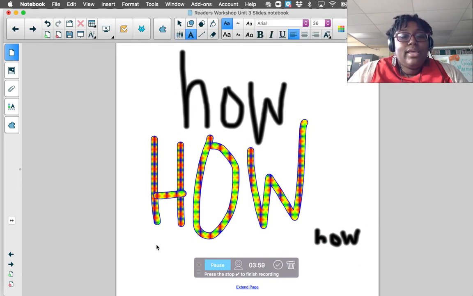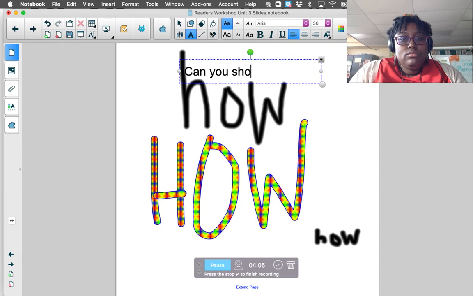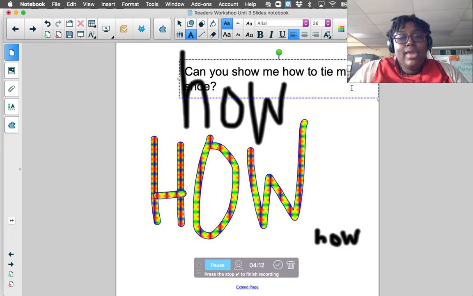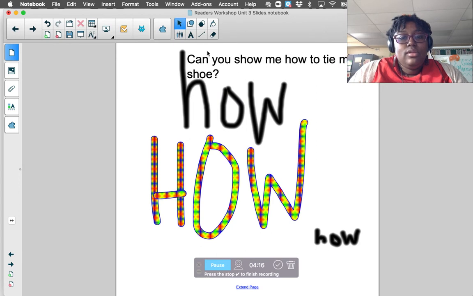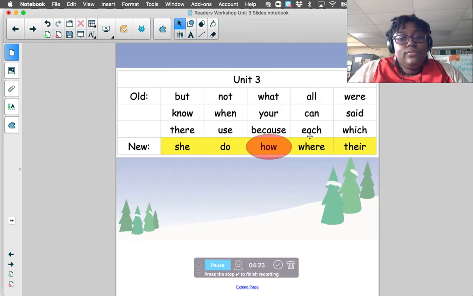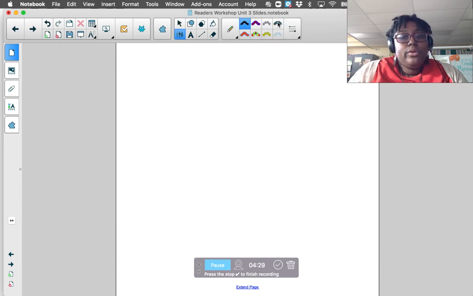What is a sentence I can make with the word how? Can you show me how to tie my shoe? How. The next sight word is the word where. Where. Let's write the word where.